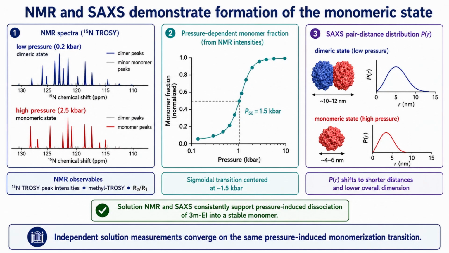Solution NMR spectra showed a clear pressure-dependent shift from dimeric signals to monomeric signals. The transition was centered at about 1.5 kilobar. SAX measurements independently confirmed the same effect, showing a reduction in overall size consistent with monomer formation. These data establish that 3-MEI becomes predominantly monomeric above roughly 1.5 kilobar.